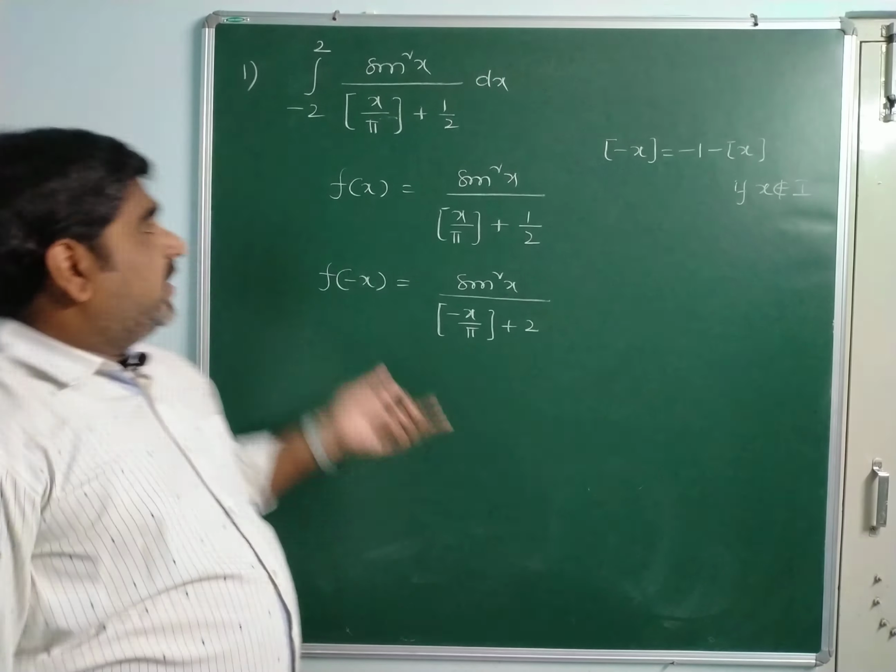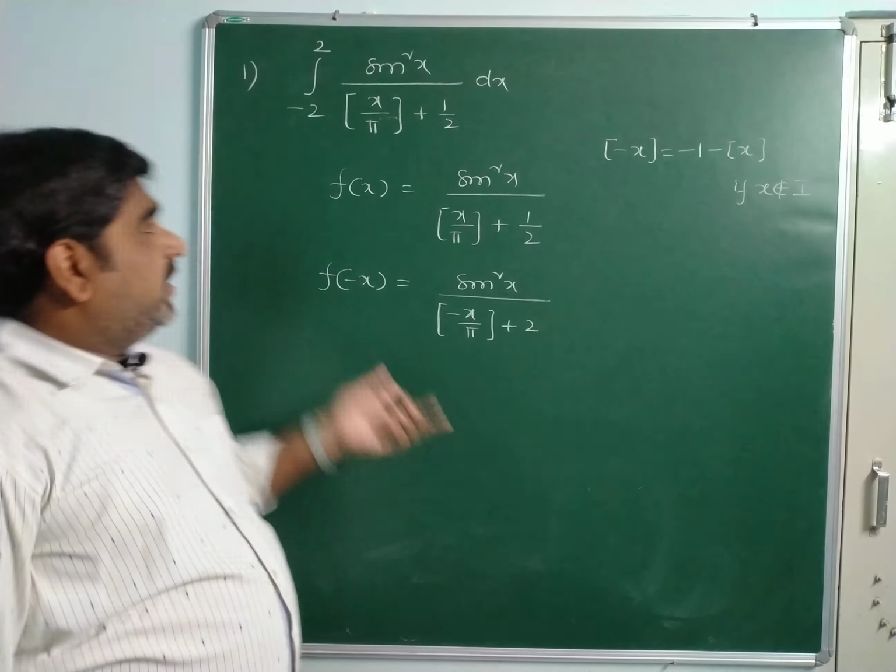So f of minus x is equal to sine square x divided by, now see the denominator, minus [x/pi] minus 1/2. Now this can be written as minus of sine square x divided by [x/pi] plus 1/2. So what is the function? f of x is equal to sine square x divided by [x/pi] plus 1/2.